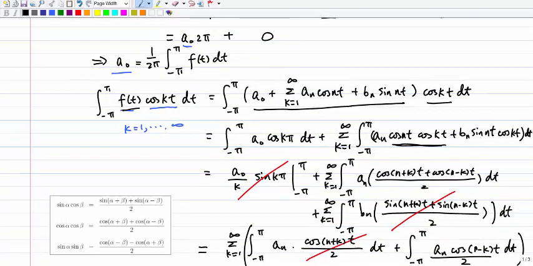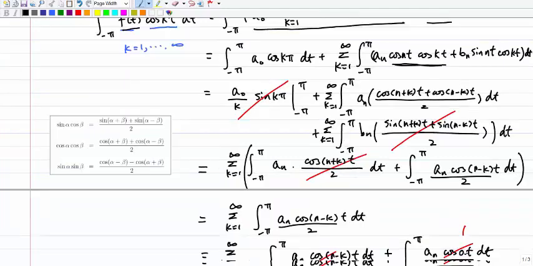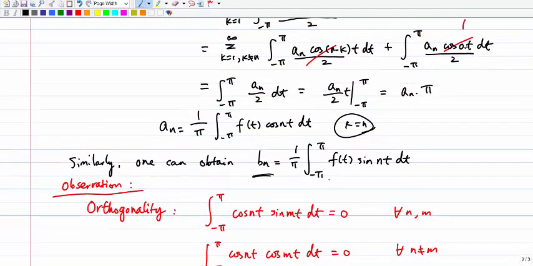So what we do is we just multiply by f(t) times sine kt over here. So on the right hand side, you also have sine kt. You do all the stuff, following the same steps. You can compute b_n given by this.